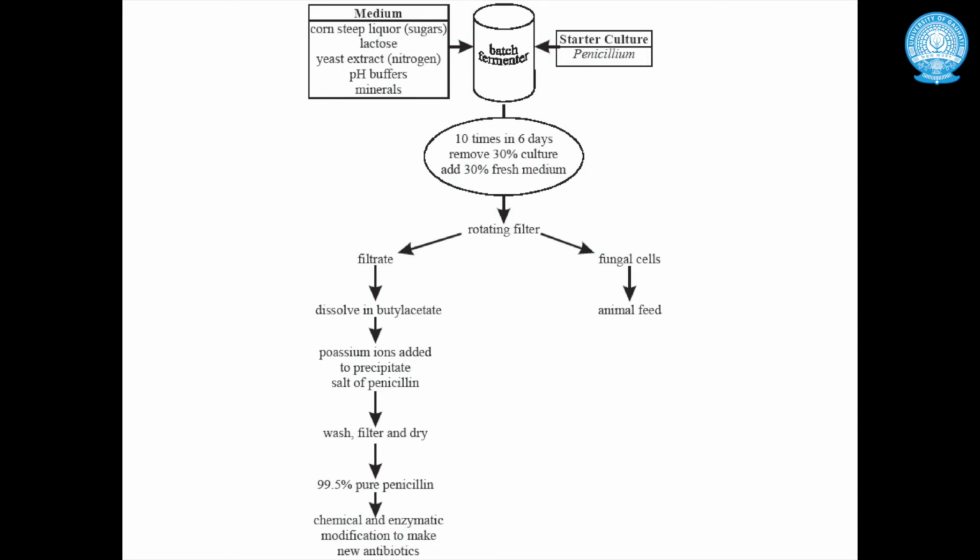In the downstream processing, the filtrate is mixed with butyl acetate, and then potassium ions are added to precipitate the penicillin in its potassium salt form, and then the precipitate is washed, filtered, and dried, and we get 99.5% pure penicillin, which is further used for chemical and enzymatic modification to make new derivatives or antibiotics.